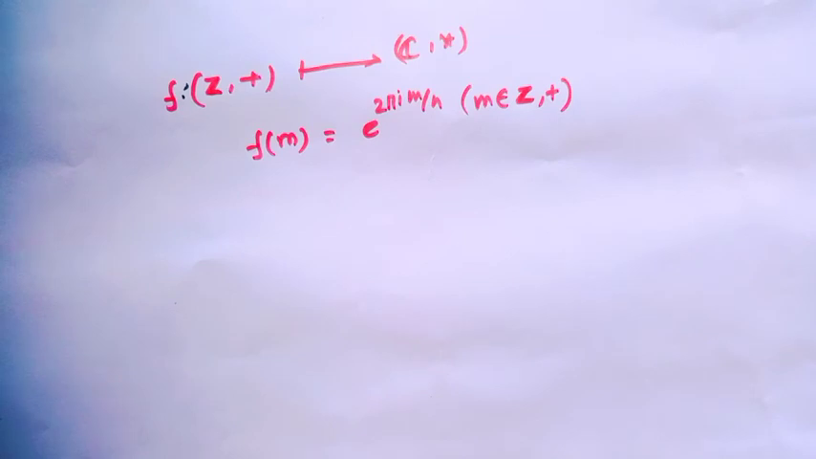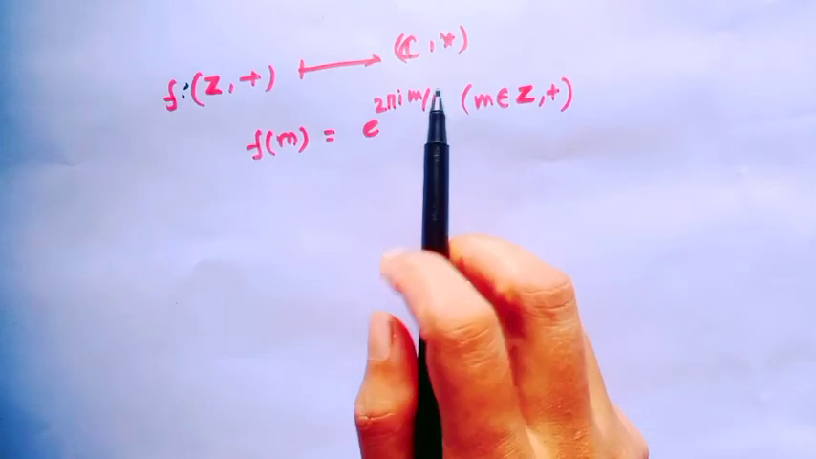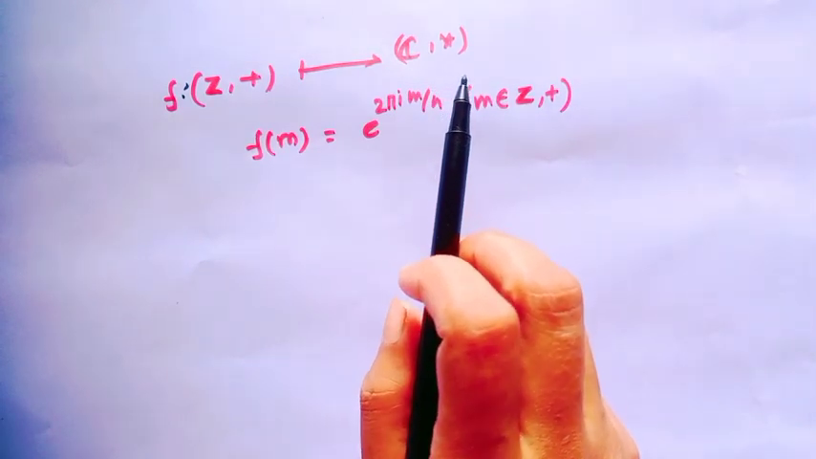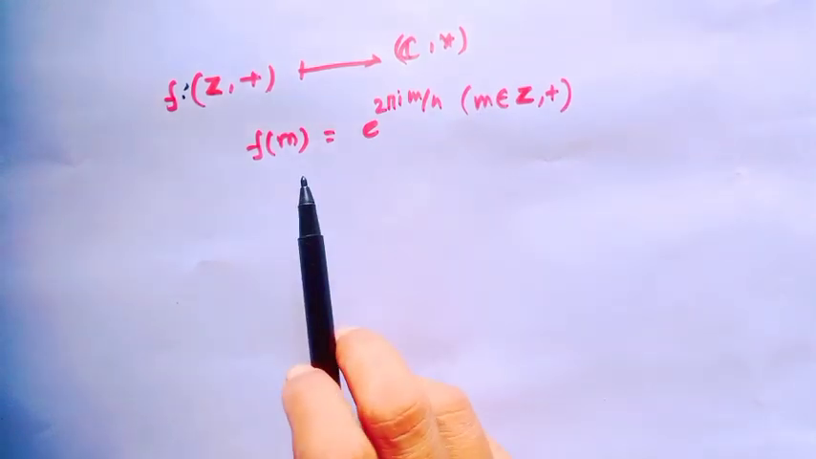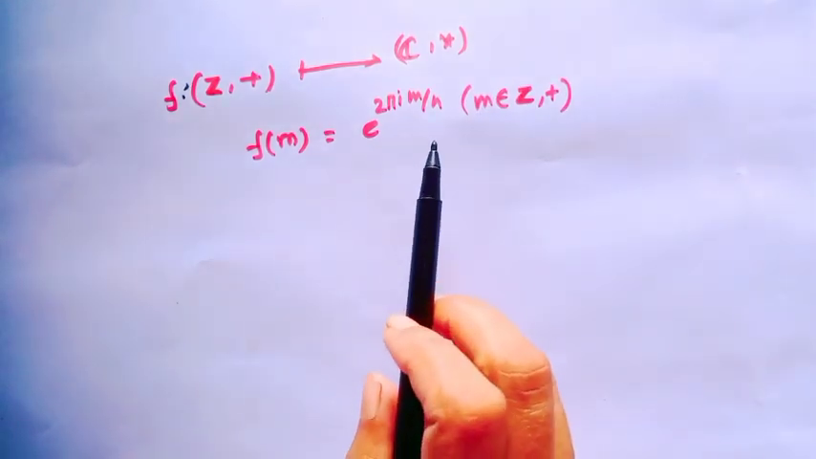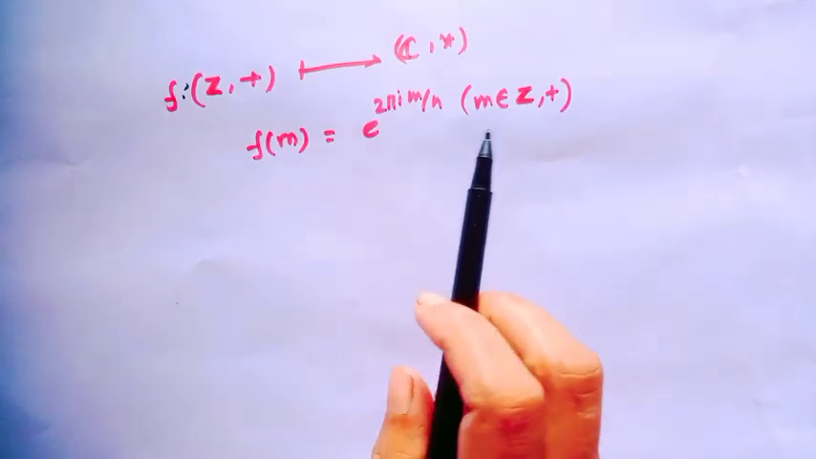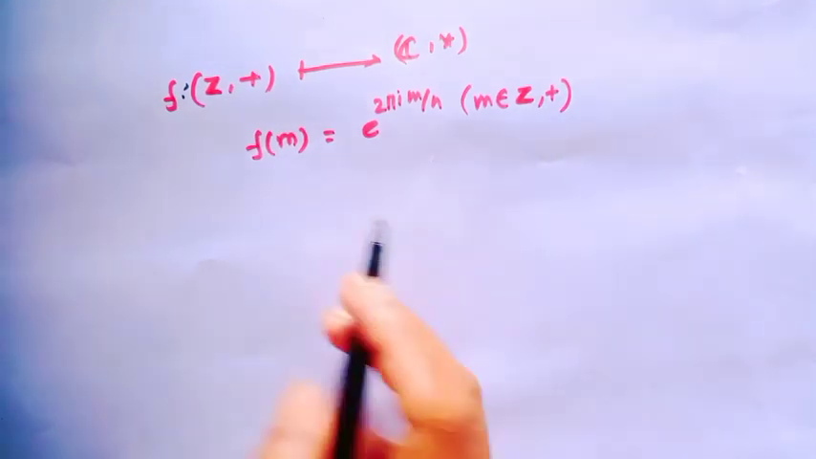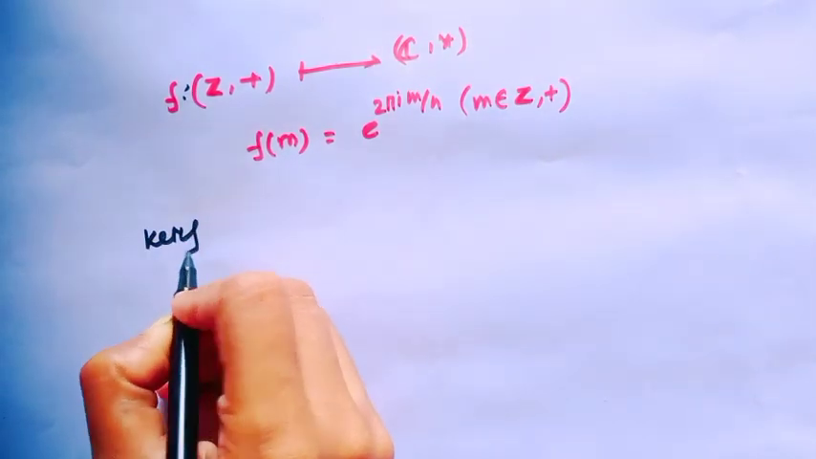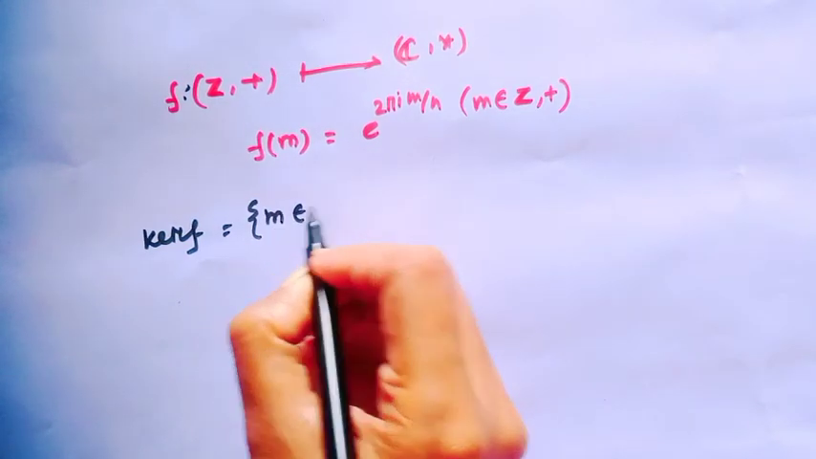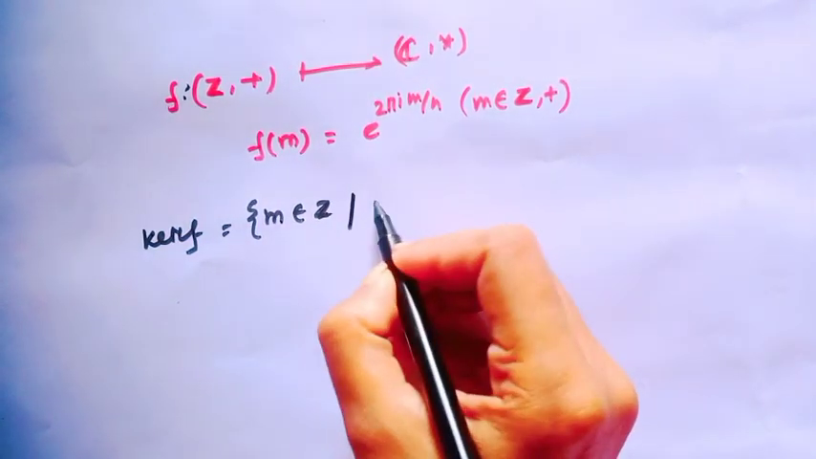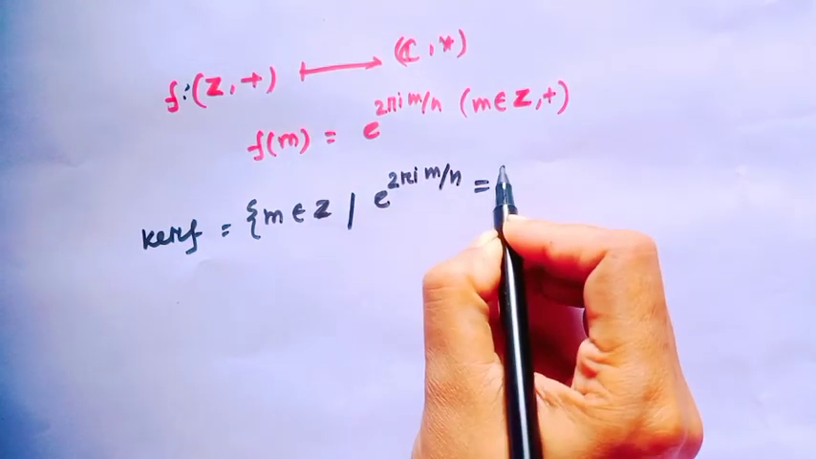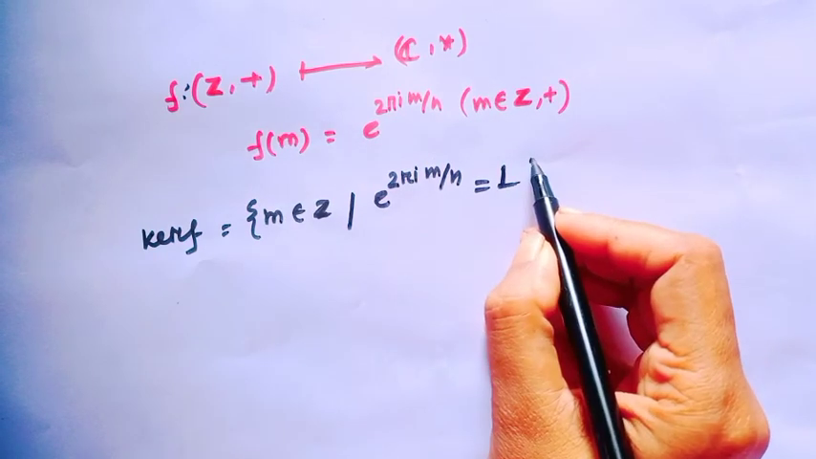Let f be a mapping from the integers under addition to the non-zero complex numbers under multiplication. Okay? And the defined mapping is f of m equal to e to the power 2 pi i m over n, where m is a member of the integers. What would be the kernel of f? The kernel of f is the set of all m in Z such that e to the power 2 pi i m over n equals 1. Are you getting it?